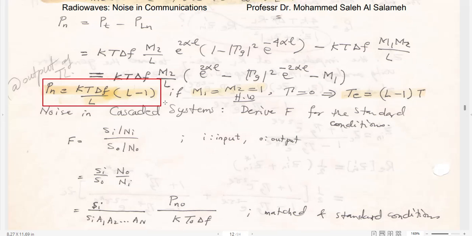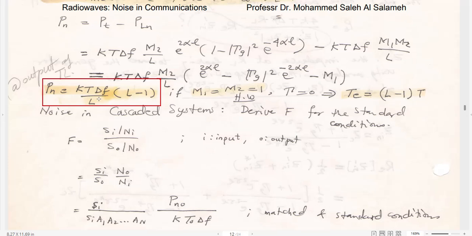This is the result. The noise power at the output of the transmission line is equal to kT delta F, we are familiar now with this term, times (L minus 1) divided by L. It is the same result as that of the amplifier, but we use L instead of F, and 1 over L is the gain. The gain is 1 over L because the transmission line has attenuation. So 1 over L is the gain, which is attenuation in fact.